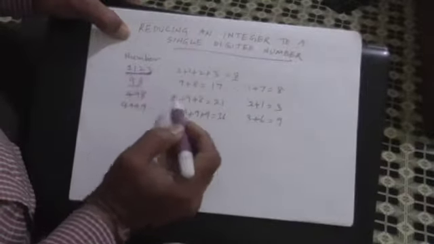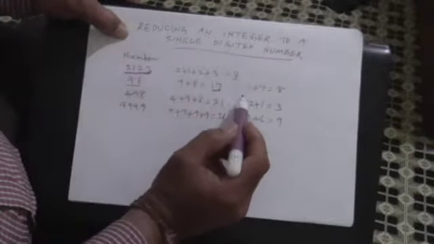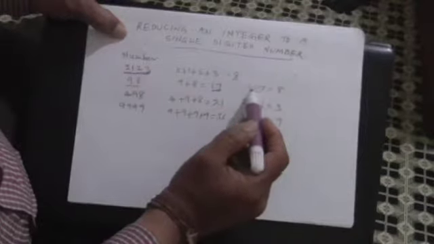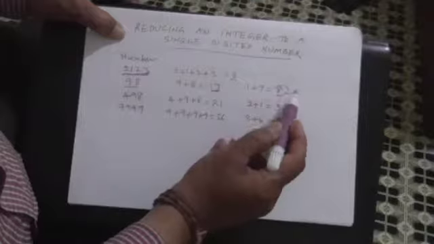Supposing you take a number like 98, so 9 plus 8 is 17. It is not a single digit number, so it requires further reduction. So 1 plus 8, so it is a single digit number.